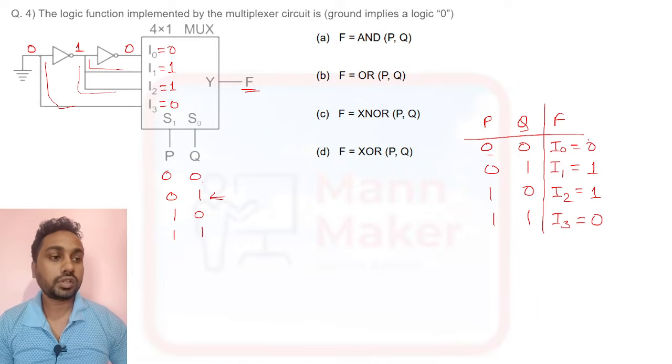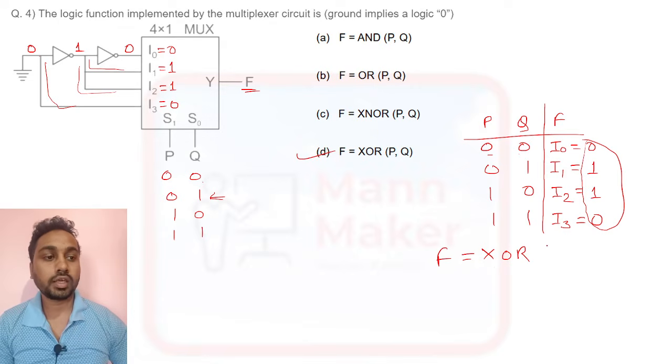Now if you see this truth table, it belongs to the XOR gate. Just now we discussed in the first question, the truth table is the same as an XOR gate. So we can say option D. The output of this function will be XOR of P and Q. Okay, this is your answer, option D.